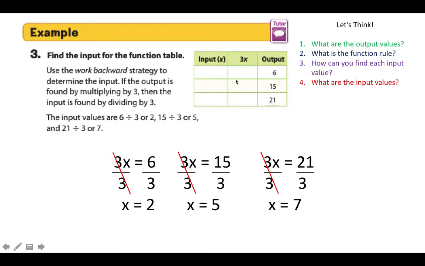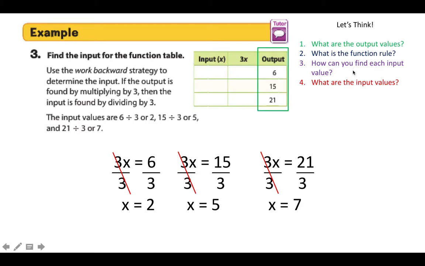So let's look at this. What are the output values? Our output values are 6, 15, and 21. So these are all what we get after we've applied our function rule to our x values. Okay? Well, we don't know what our x values are, but we do know what our function is. So what that means is we can take this function rule and set it equal to each of our output values, use what we know about solving equations to get back to where we start with our x values, or our input.